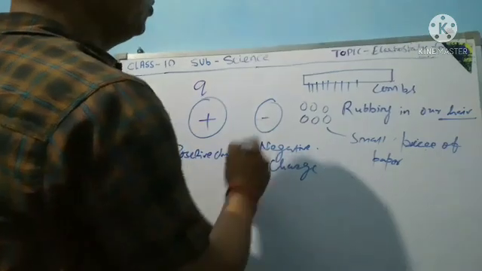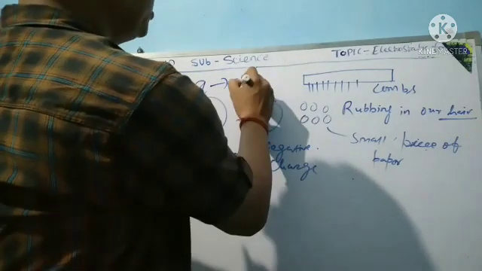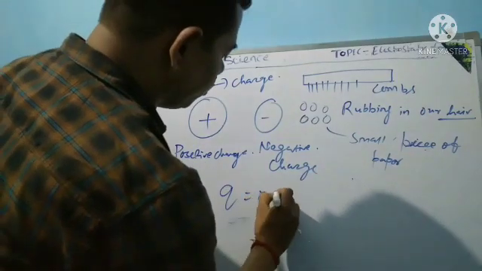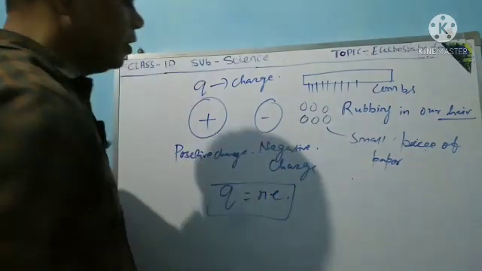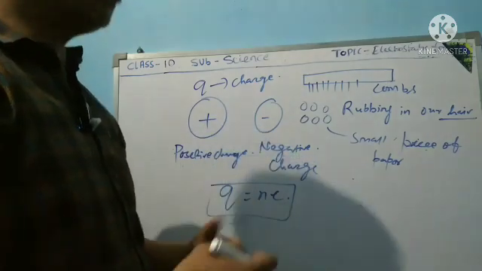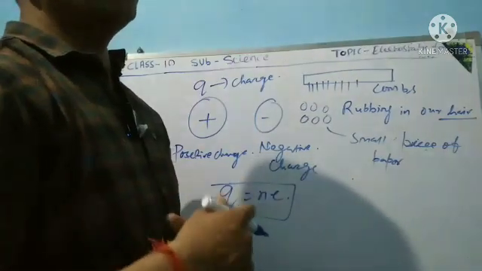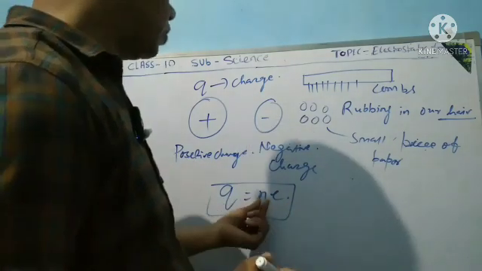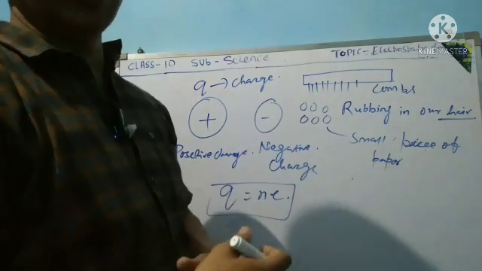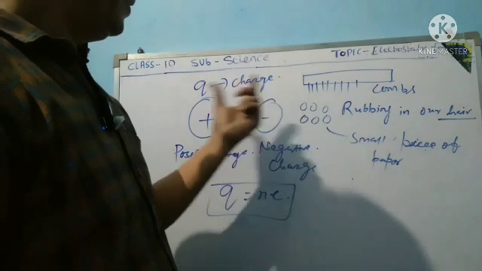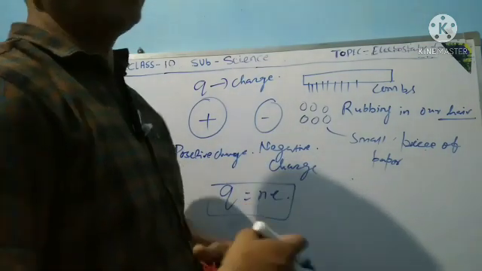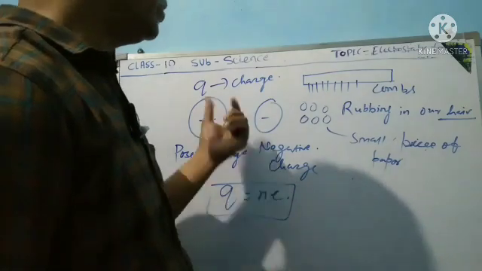Charge Q is equal to N into e, where N is the number of electrons and e, the charge of one electron, is 1.6 into 10 to the power minus 19. So we count how many electrons are present in that charge. So Q is equal to Ne.